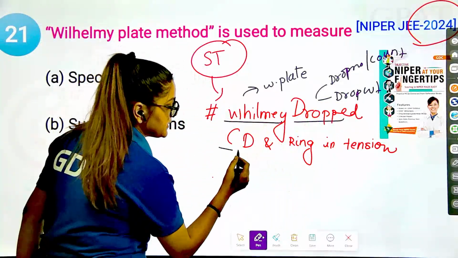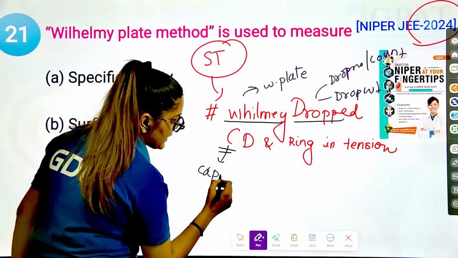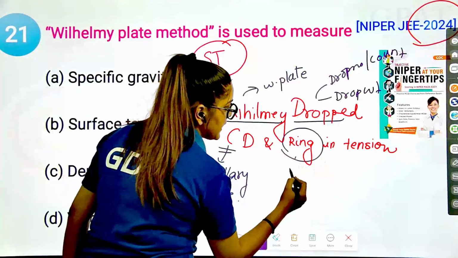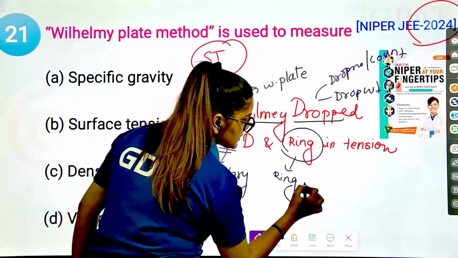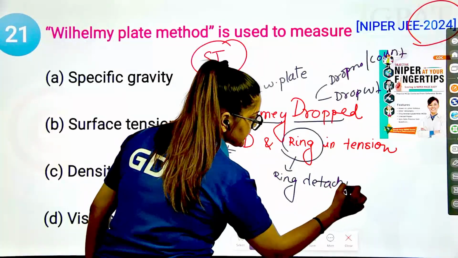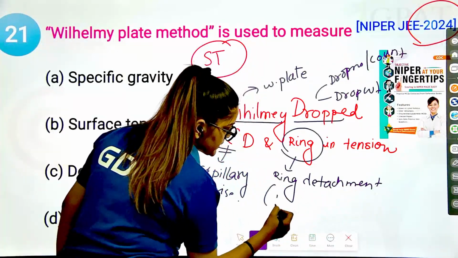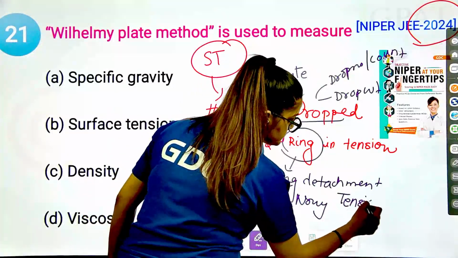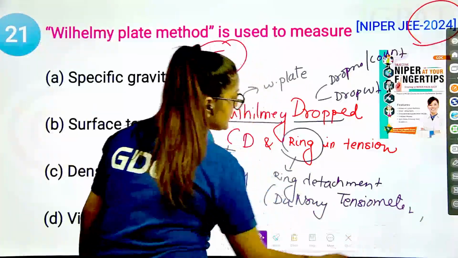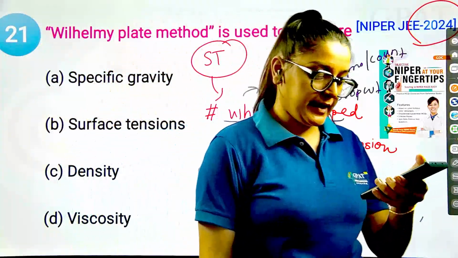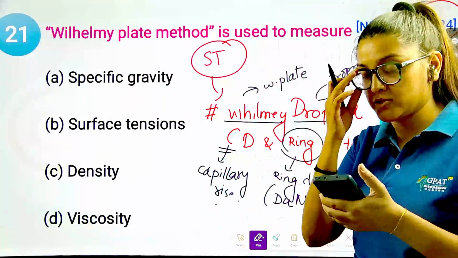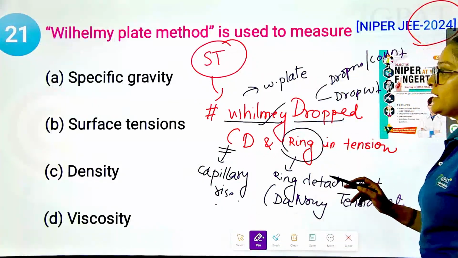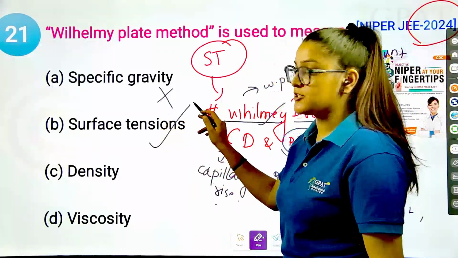Alright, then we have CD. C refers to the capillary rise method. Then we have ring, that means ring detachment method, or the main instrument is the tensiometer. Okay, this is the easiest way you can remember. Yes, Shivani, Wilhelmy dropped CD and ring in tension. So in tension, he has dropped the ring and the CD. So we have seen the specific gravity, no, surface tension will be the correct answer.